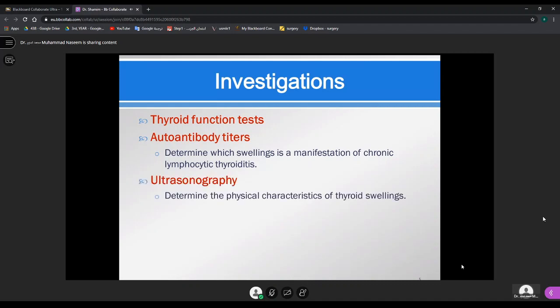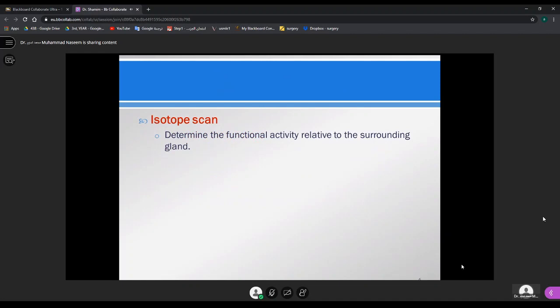Ultrasound determines the physical characteristics of thyroid swelling. That is whether the swelling is cystic or solid, and whether there is only one swelling or multiple swellings, one larger and the others small. Ultrasound will give this information. Isotope scan, this is the radioactive iodine uptake scan. This determines functional activity relative to the surrounding gland.